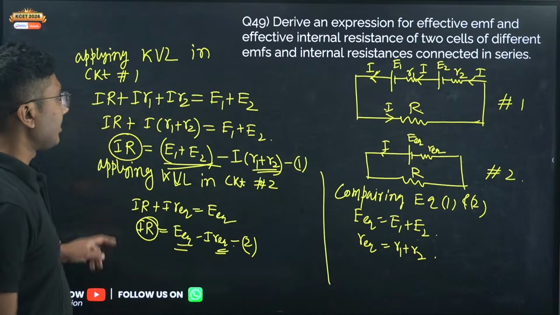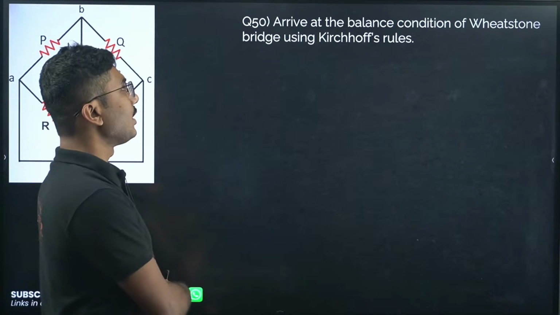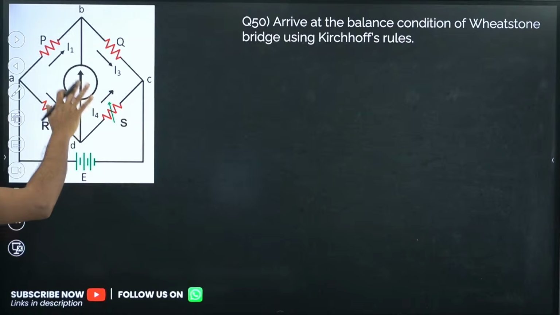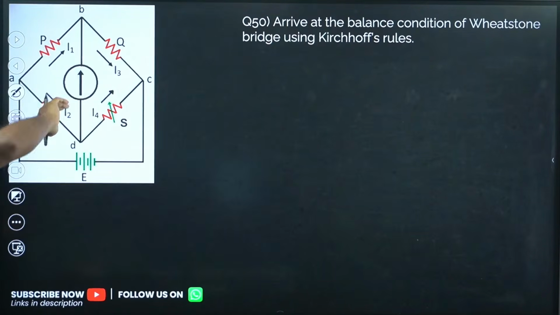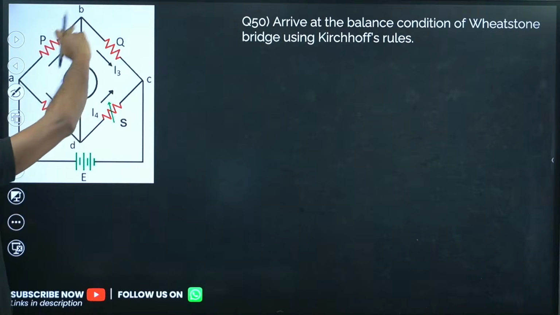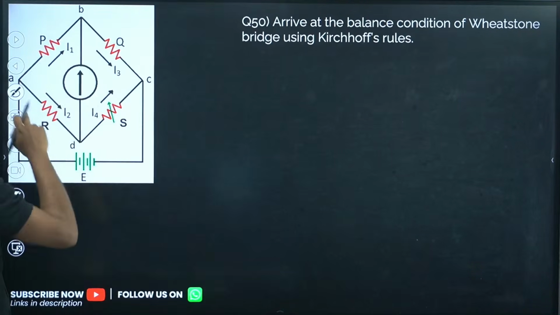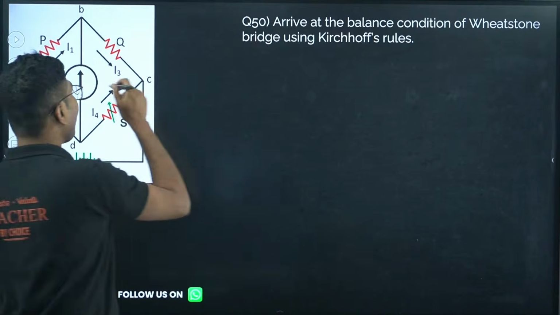Okay, now let's move on to the next derivation. Arrive at the balanced condition of Wheatstone bridge using Kirchhoff's rules. First of all, you have to draw the circuit diagram. I am not drawing the diagram today, I have drawn this multiple times. So this is the circuit diagram. Current I1, I2 passing through this. This current is I3, this current is I4. Now what you have to do, you have to find the balanced condition.